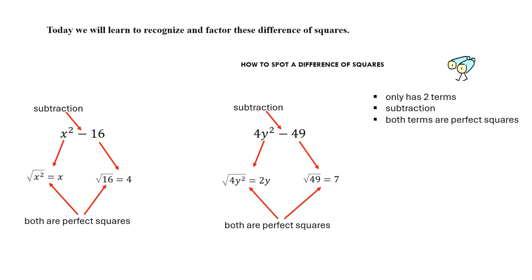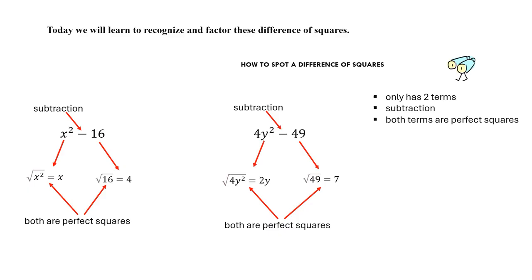So we look at the first example, x squared. We ask ourselves, can we get a square root of x squared? Yes, we can. The square root of x squared is x. Look at the 16. Can we get a square root of 16? Yes, we can. The square root of 16 is 4. Is x squared and 16 separated by a subtraction sign? Yes. So we have an example where we have a difference of squares.